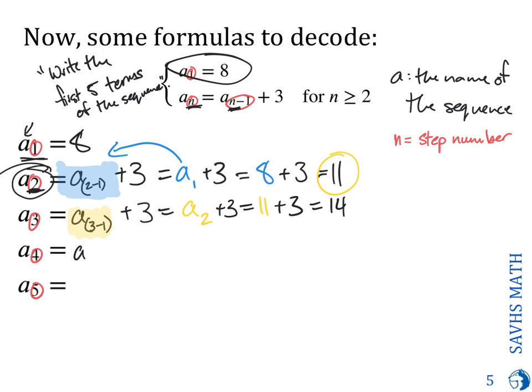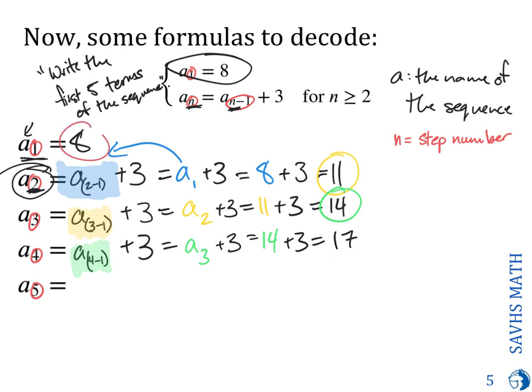We're looking for A4, so we go A4 minus 1, and then it says plus 3. So then, to figure out what A4 minus 1 is, well, 4 minus 1 is 3, so I can write A3 plus 3. Well, what's A3? Well, A3 is 14. It says it right here. So then plus 3. And what's my answer? I get 17 out.